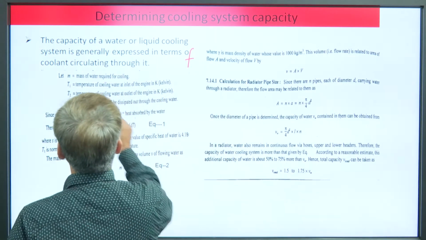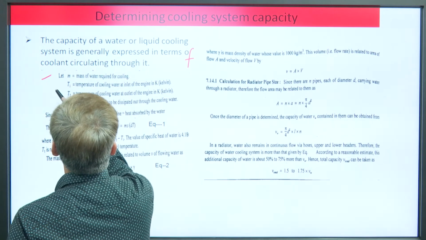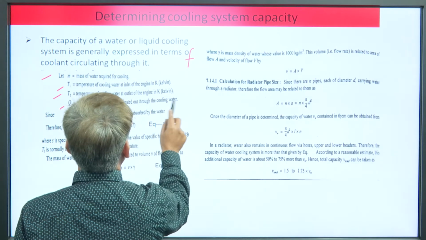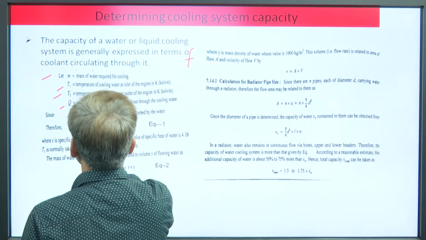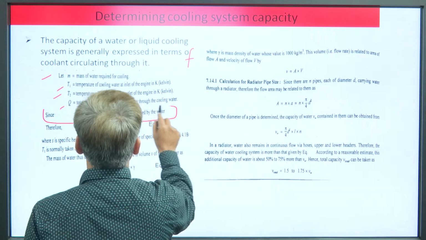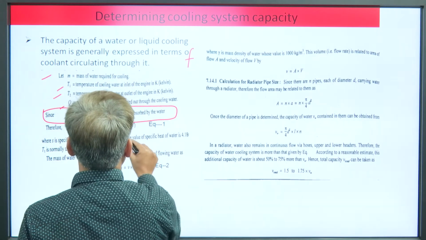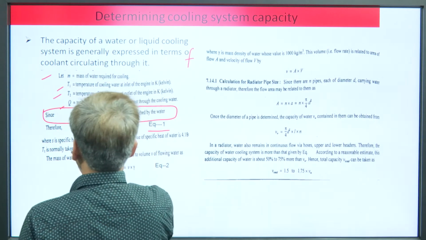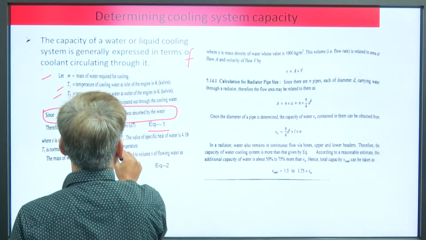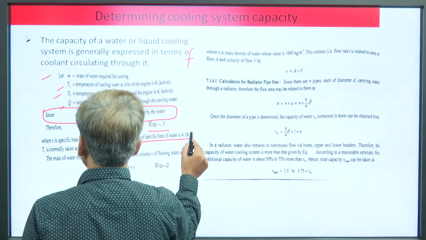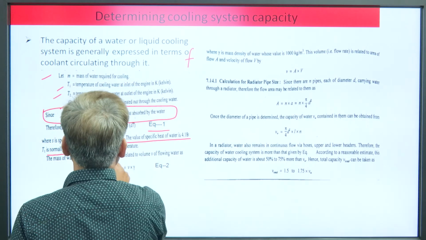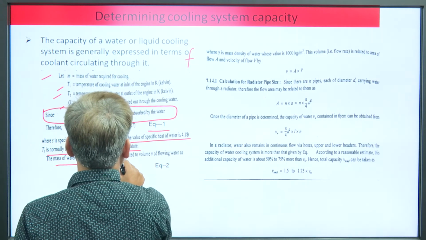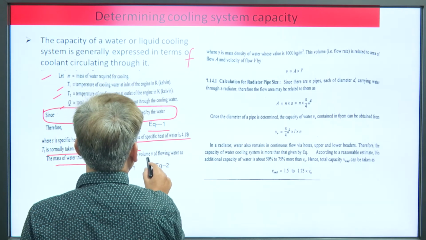For the water cooling system, let the mass be given, T1 and T2 be the inlet and outlet temperatures, and Q the total heat dissipated through the water. You all know the working principle: heat given by the engine is equal to heat absorbed by the water. So, Q is equal to m s delta T, let this be equation 1. Where s is the specific heat, whose value is 4.18 kilojoule per kilogram Kelvin, and T1 is normally taken as the ambient surrounding temperature.